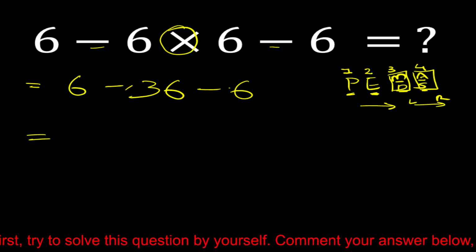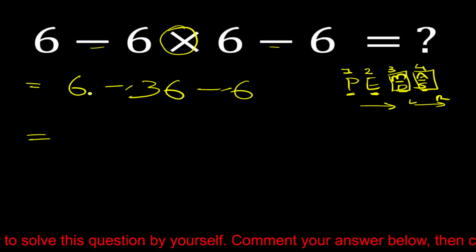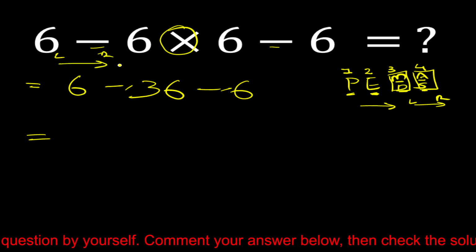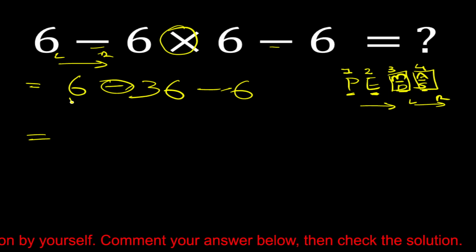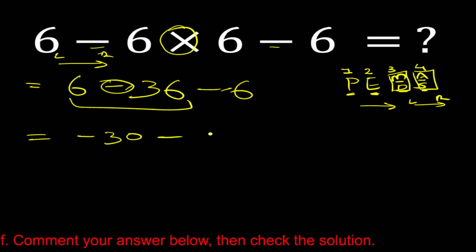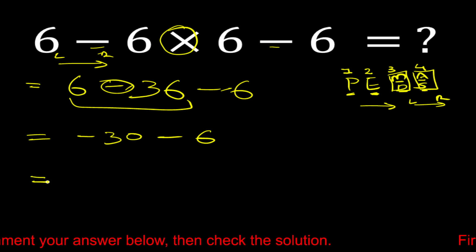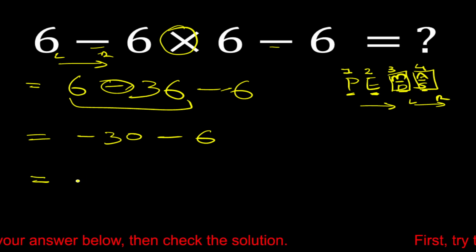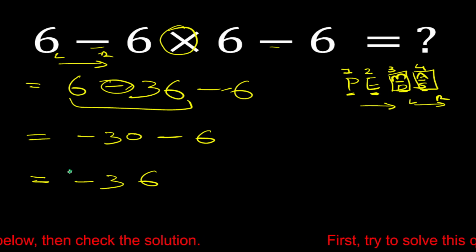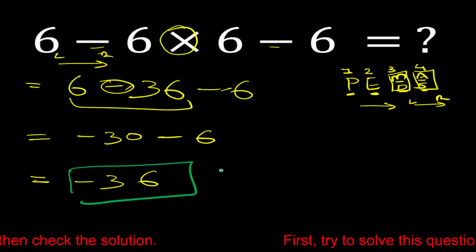Now here is subtraction and here is subtraction. Both have equal priority. So first we have to solve from left to right. So first we have to solve this subtraction. 6 minus 36 is equal to minus 30. Minus 6. Now minus 30 minus 6 is equal to minus 36. Okay. So the correct answer is minus 36.